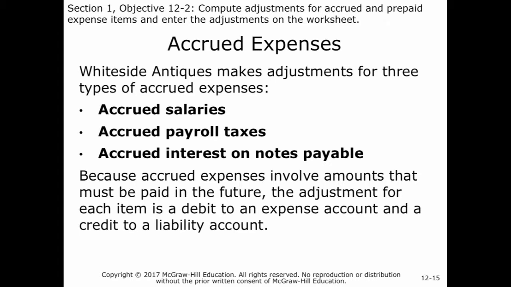We also have accrued expenses, which is another type of adjustment. Accrued expenses are expense items that relate to the current period but have not yet been paid and do not yet appear in the accounting records. So we will be making end of period adjustments to accrue salary expenses, payroll expenses, and interest expense on a note payable.